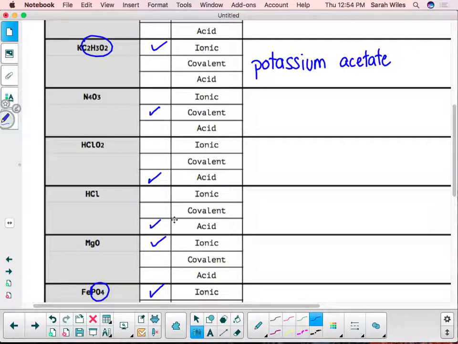N4O3. We know that the root of this name is nitrogen oxide. But because it's covalent, we have to put in prefixes. What is the prefix for 4? Tetra. It's like Tetris. What is the prefix for 3? Tri. So tetranitrogen trioxide. Okay?